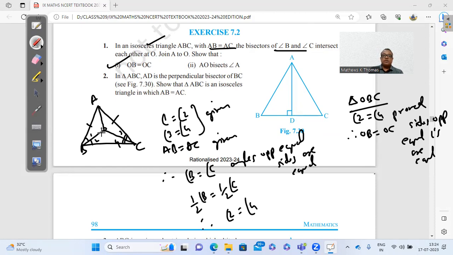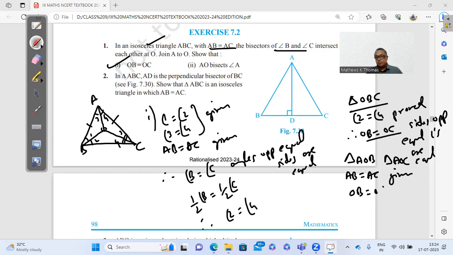Now to prove AO bisects angle A, I need to prove 3 equal to 4. I will prove the triangle AOB and triangle AOC congruent. So how can I prove that? One condition is already given, AB equal to AC. This was given to us. 3 equal to 4 has to be proved, so don't take that. OA equal to OA is common. And OB equal to OC, we have already proved in the first part.